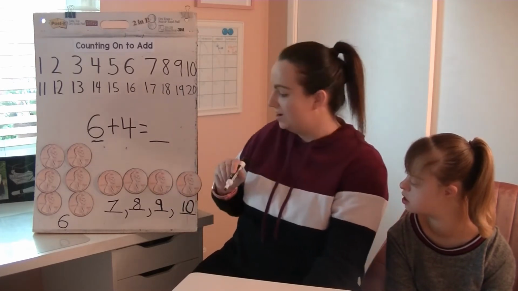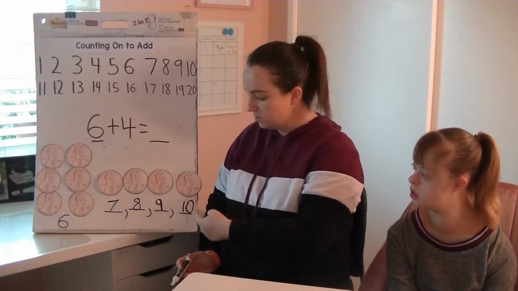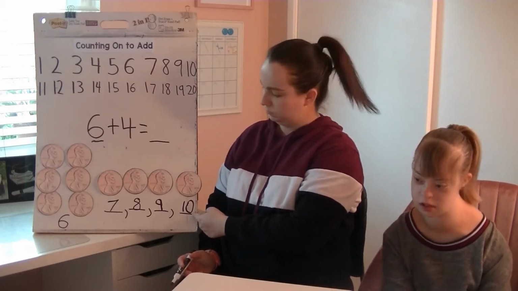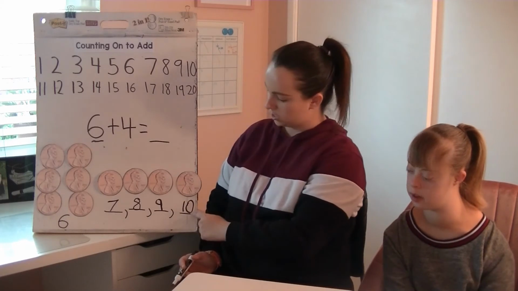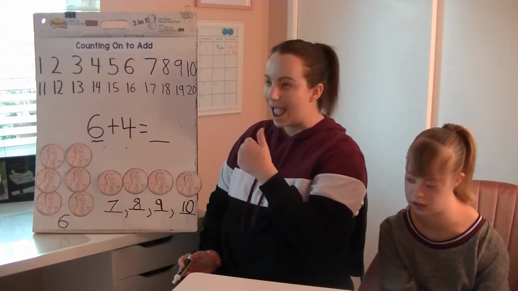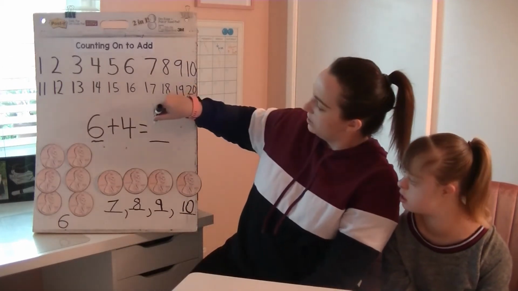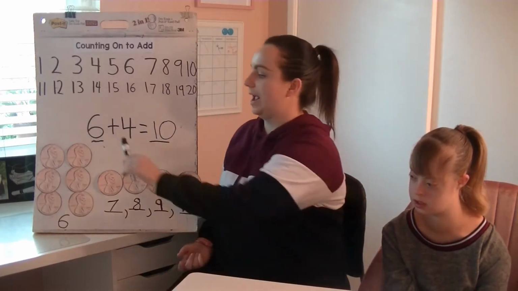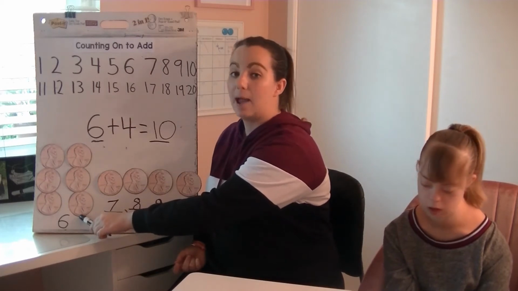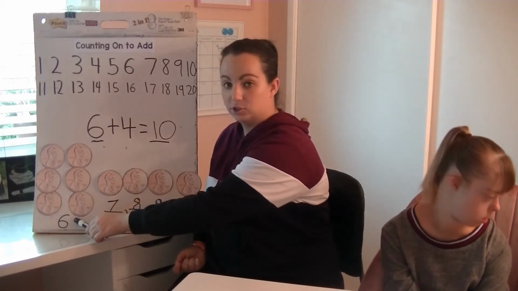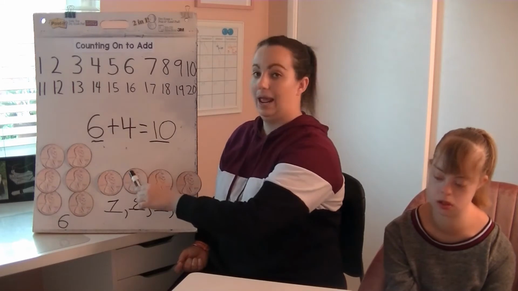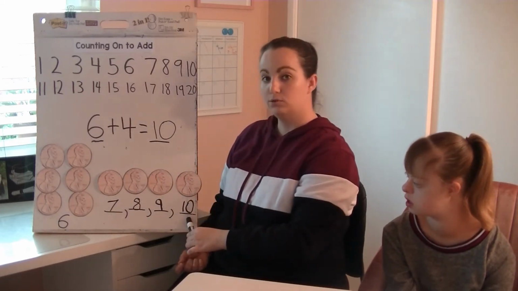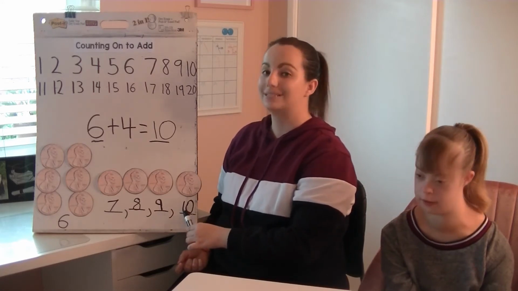Yes. So our answer would be what? What's the last number we counted? I said 8. Was it 8 our last number? No. Look here. What's our last number? 10. Yes. Gotta be careful. 10. Good. We had 6, and then we kept counting on. After 6 came 7, 8, 9, 10. So then we knew 6 plus 4 equals 10.